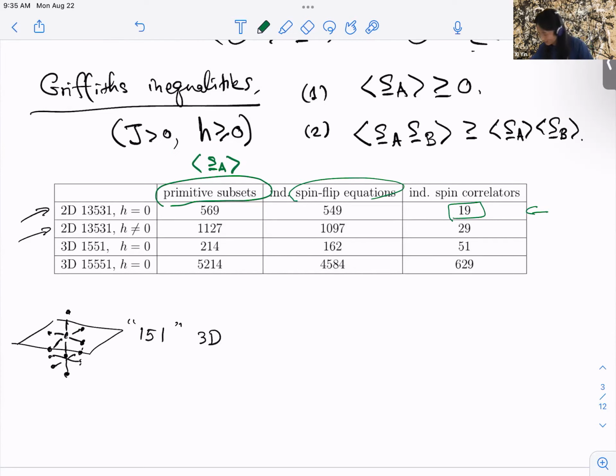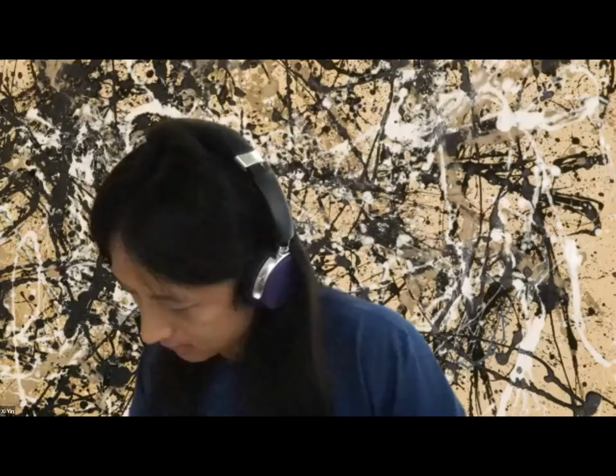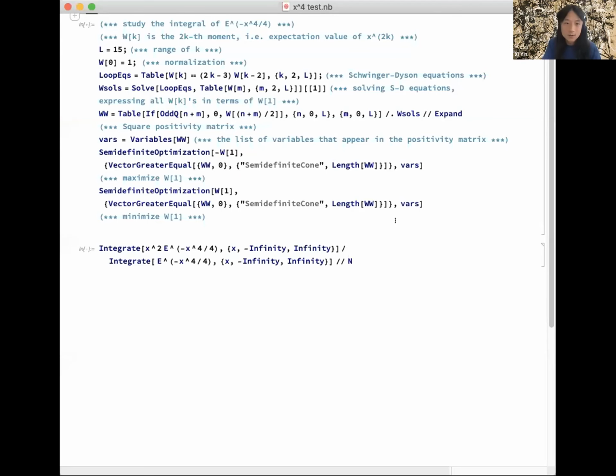Let me unshare this for the moment. Let me unshare this for a moment, and let me switch to my laptop. Okay, so can you see my Mathematica file here?